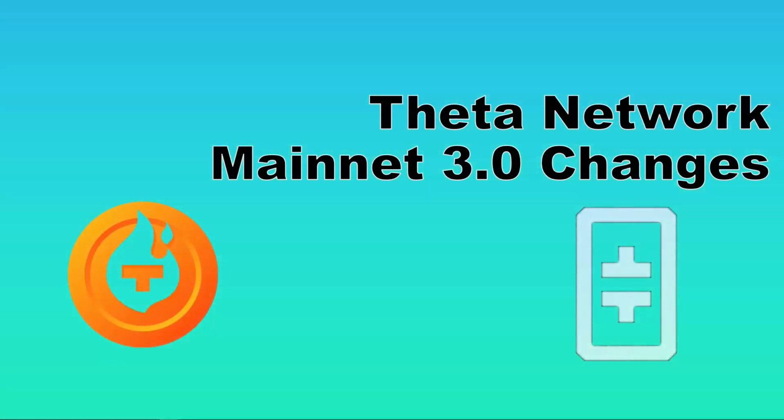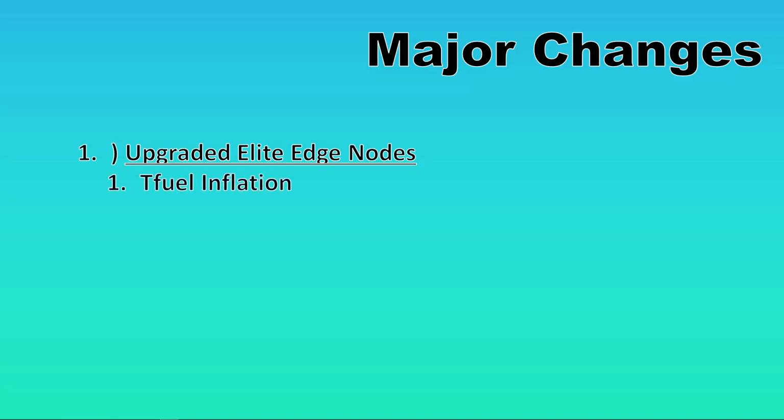So the Theta 3.0 Mainnet white paper, there's a couple of core changes to it. And in fact, it's been broken down into two major changes. The first is an upgrade of elite edge nodes. So that's allowing people to go from the standard edge node that we're familiar with already, that's available to everybody for free right now on the main page, and upgrading those into the elite edge nodes. This is broken up into a couple different portions.